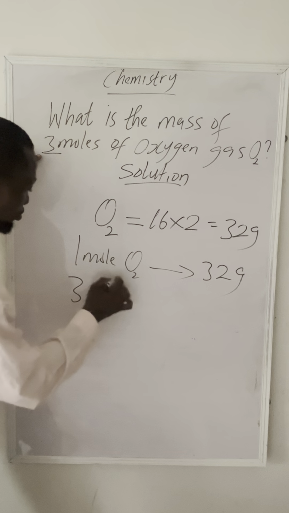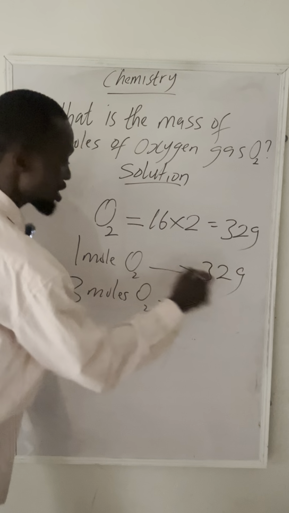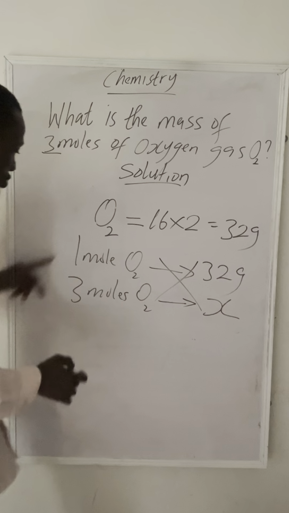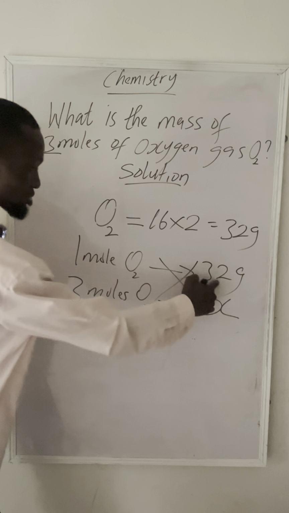So I will now say 3 moles of oxygen gas will now have what mass? Because I don't know now. Now let's cross multiply like this. 1 times x is what? X. Then equals to 3 times 32.